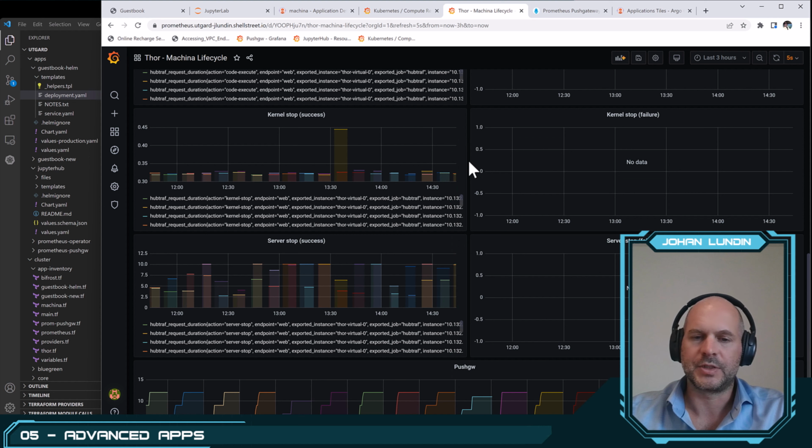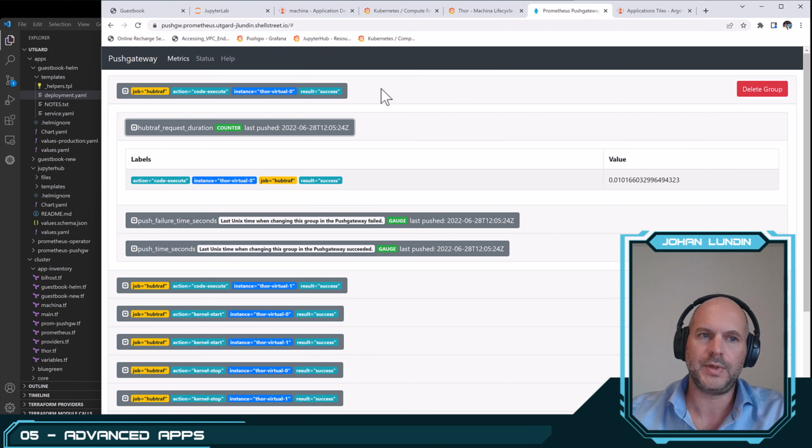This hub traffic system delivers all the metrics in a push fashion, while Prometheus is in general a scraping system, that is a pull system. So in order to bridge that gap, we use a push gateway. So the hub traffic system that powers Thor submits the data over to the Prometheus push gateway, which looks like this. It essentially just holds values for a while until Prometheus goes and scrapes and captures the values.